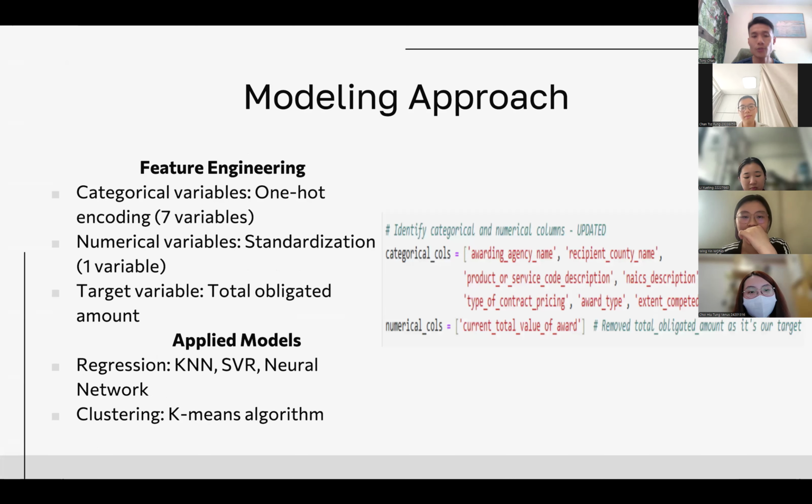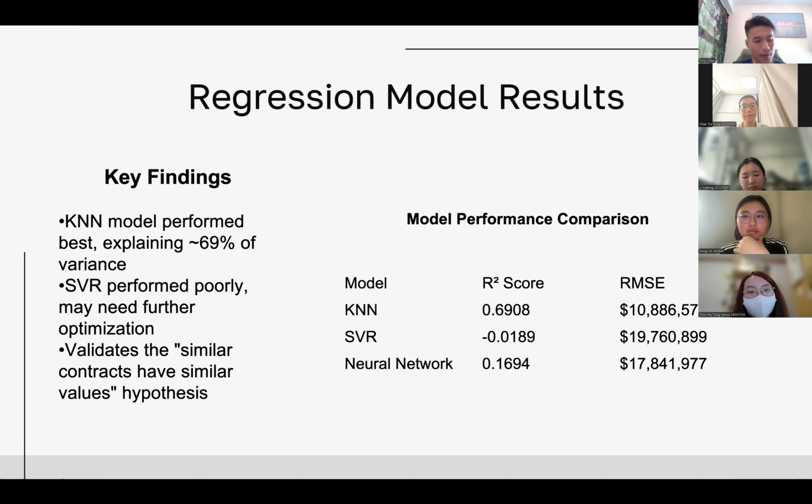For modeling, I engineered features through one-hot encoding and applied regression models and clustering techniques, comparing k-nearest neighbors, support vector regression, and neural networks. KNN surpassed the others with an R-squared of 0.69, explaining nearly 70% of variance in contract amounts, and supports the idea that similar contracts have similar value.